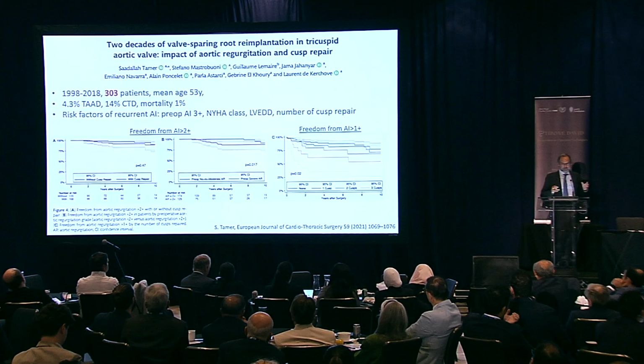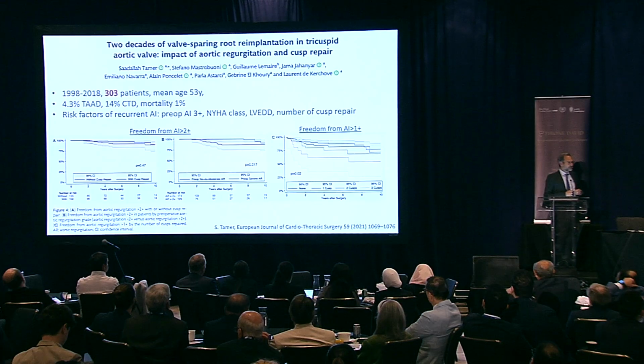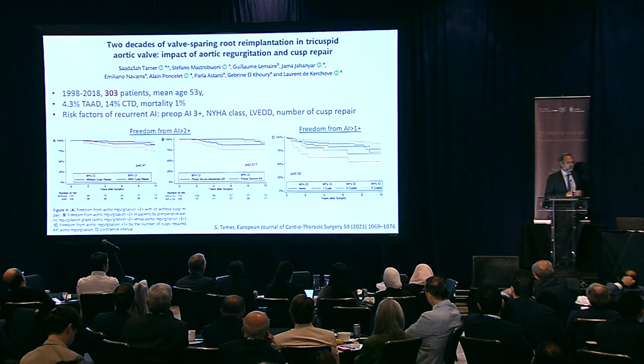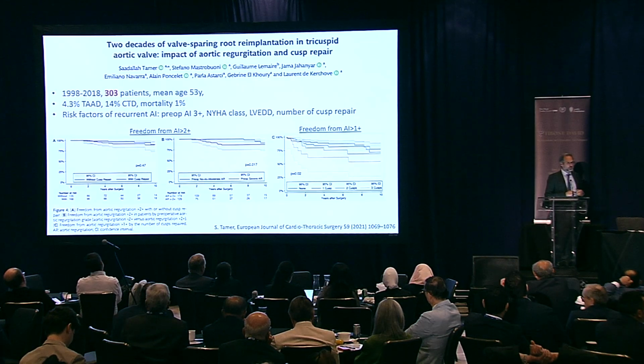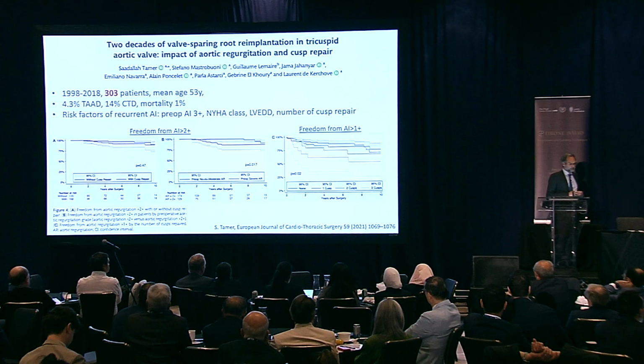So if you select a patient, look well at the different leaflets. If you think that many leaflets will need a reparation, this is probably too much, but look, the outcome is recurrence of grade 1, more than 1 plus AI, so we chose a very strict outcome to be able to show the difference between 1, 2, or 3 cusp prolapse repair.